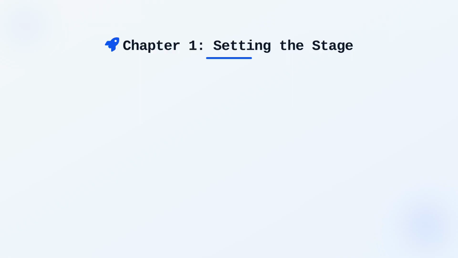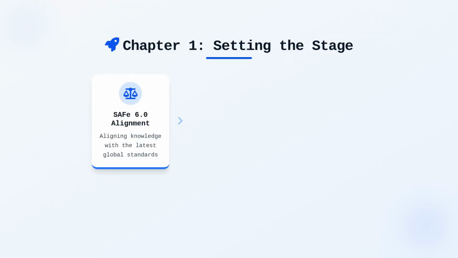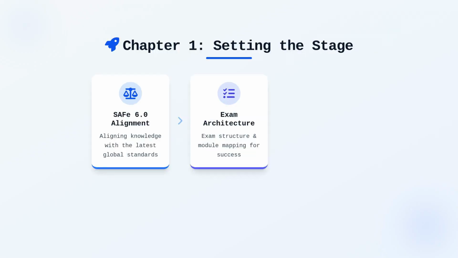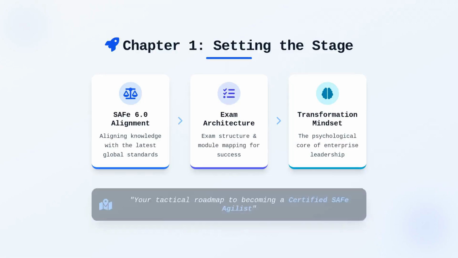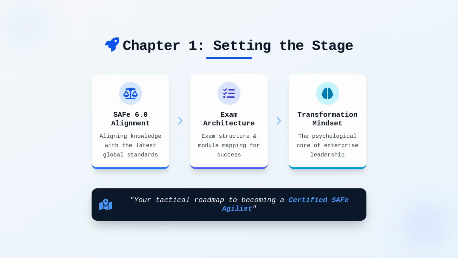In this opening chapter, we are setting the stage by aligning our understanding with the SAFe 6.0 standards. You will learn the exact structure of the exam, how the modules map to your certification success, and the fundamental mindset required to lead an enterprise transformation. By the time we conclude this section, you'll possess a clear roadmap for navigating the materials ahead and a tactical grasp of what the certification board expects from a SAFe Agilist.